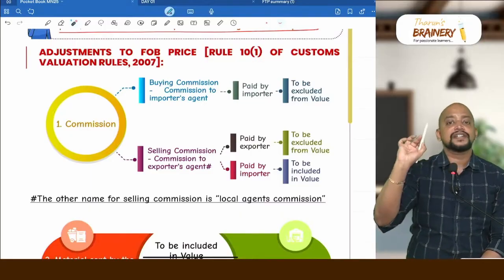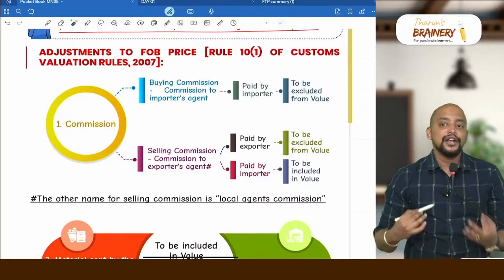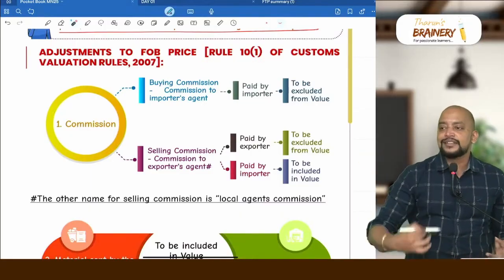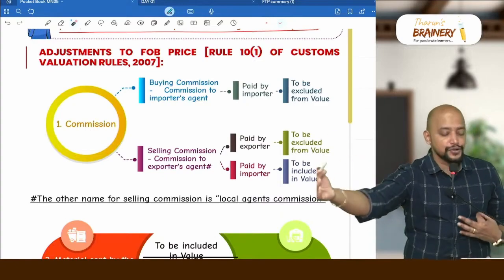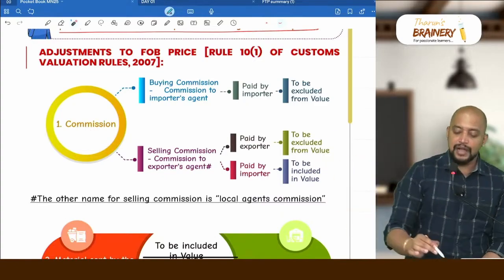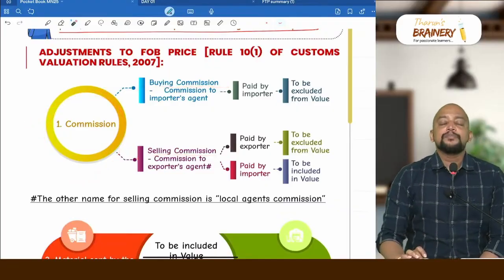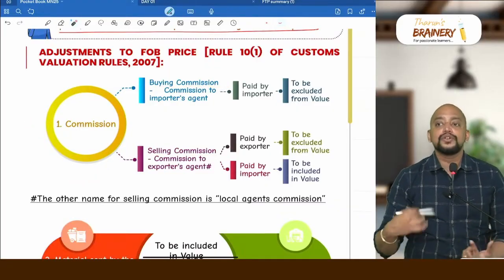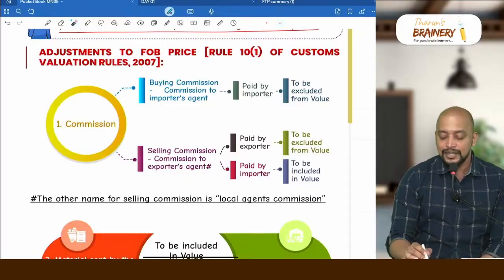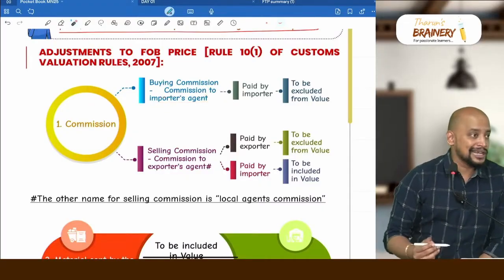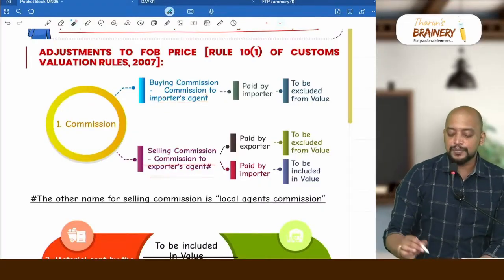Remember rule 10 of the customs valuation rules. So whenever you are writing, you need to write that as per rule 10 sub rule 1 of the Customs Valuation Rules 2007. Okay. So commission is divided into two: buying commission and selling commission. Buying commission is payable to the buying agent. Who is the buying agent? Importer's agent. So commission to importer's agent. What is selling commission? Commission paid to exporter's agent.